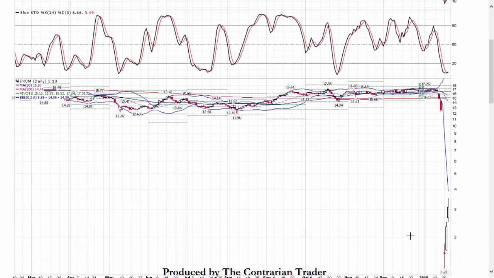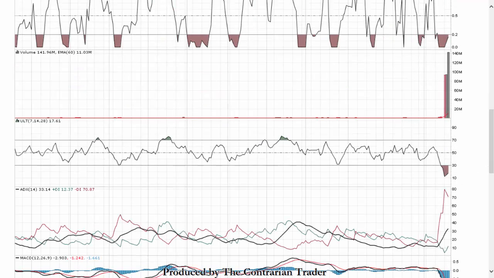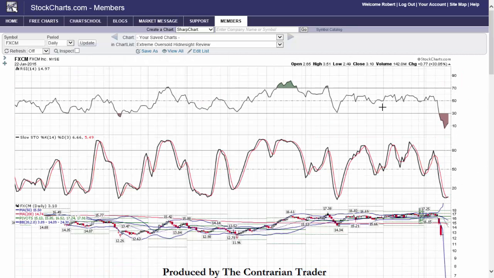FXCM, we're probably going to book profits tomorrow. Hopefully we get another move higher, and we'll sell into that strength. Good volume today. All right, so that's the game plan with FXCM, and then we'll look for other opportunities. And that's it, folks. Remember that Friday is short covering Friday. Watch the volume tomorrow. The volume is going to be the tell.